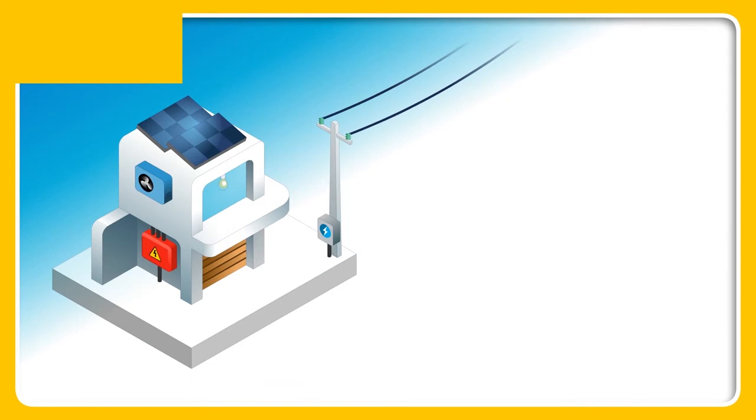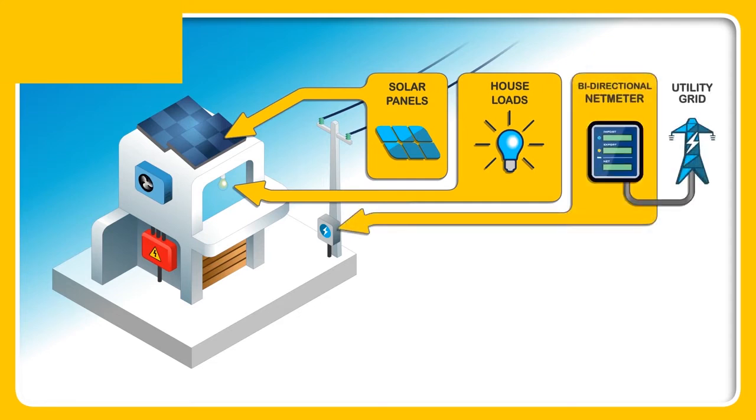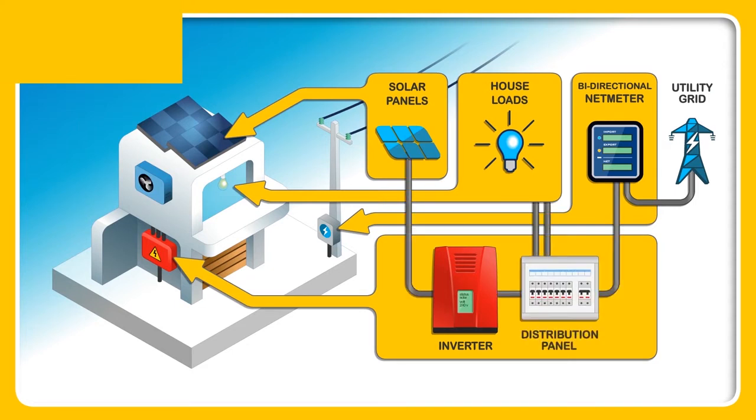There are four main components in a grid tie system: the solar panels, the electrical loads, the bidirectional netmeter, and the inverter. In this house, the distribution panel and the inverter are mounted together on the wall. The inverter converts the DC electricity that is produced by the solar panels into AC electricity. The meter that was installed by the utility company is replaced with a bidirectional meter to measure the imported and exported electricity.